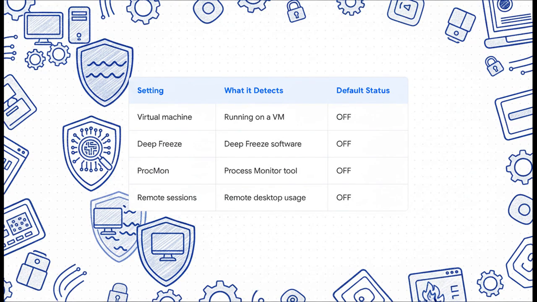This table lays out some really useful environment checks. You can choose to block your application from running inside a virtual machine, on systems with software like Deep Freeze, or even when analysis tools like Process Monitor are running. You can also block remote desktop sessions. They're all off by default, giving you the flexibility to turn them on based on what you need to protect against.